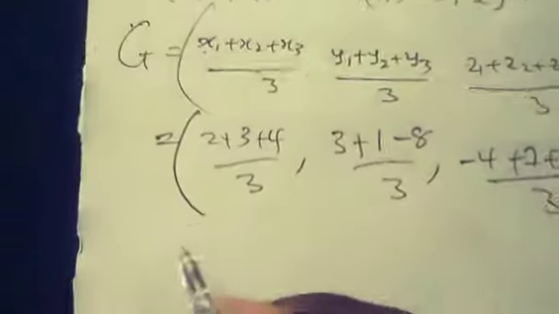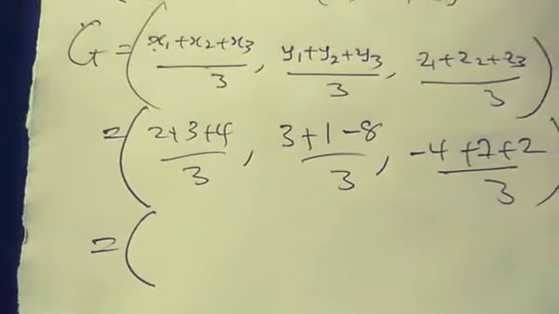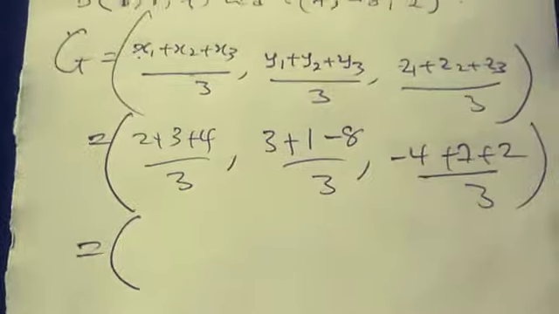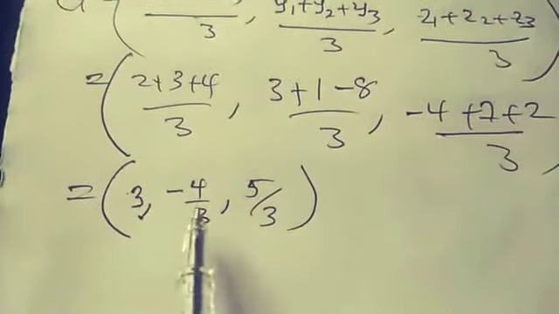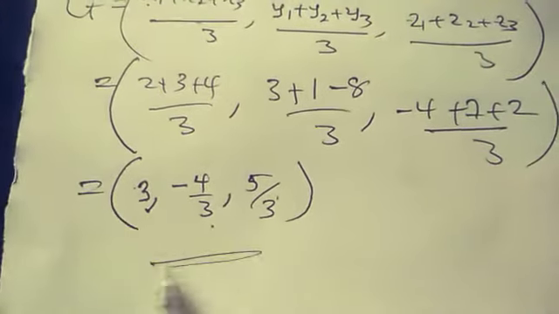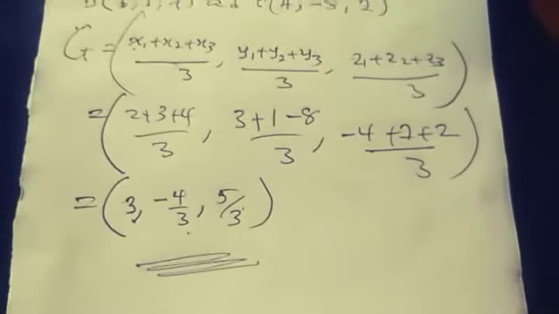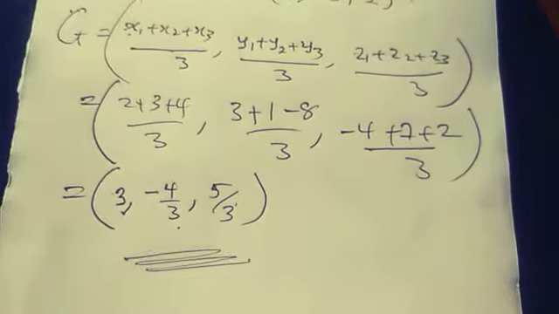Now, we need to finalize it. So, easy simplification gives 3, comma, minus 4 over 3, comma, 5 over 3. So that will be the coordinate of the centroid of the triangle.